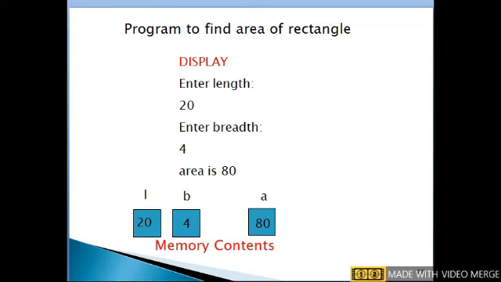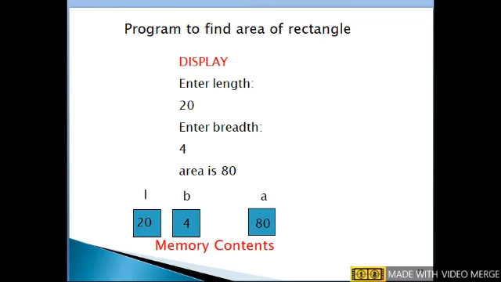The output screen looks like that. First it executes the program, then it asks to enter the length. If you enter 20, again it asks to enter the breadth. If you enter 4, after entering the 4, it reads the value of the breadth and calculates the area of that rectangle. 20 is multiplied with 4 and the resultant area value 80 is displayed.